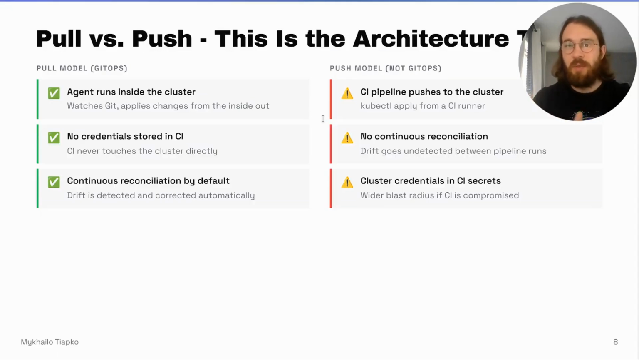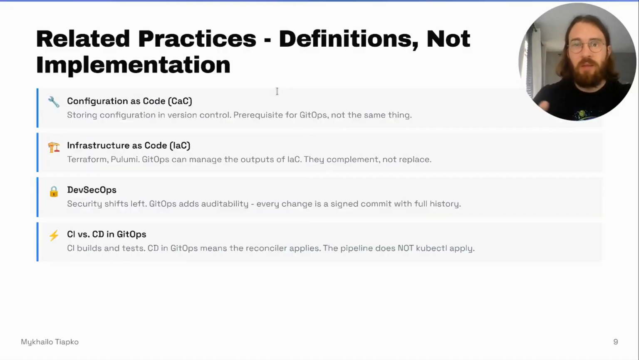The wrong answer on the pattern questions is almost always a description of a CI/CD pipeline that deploys everything correctly. It has the correct process, but the wrong architecture, because the exam is about GitOps. Related practices at 16% is mostly review if you have a DevOps background. One thing to nail is that CI builds and tests. It does not deploy anything in a GitOps model. The reconciler deploys. That's the whole point.